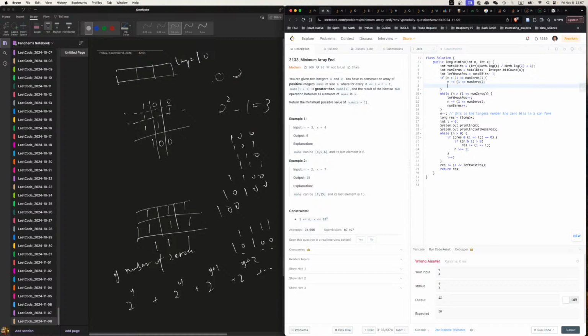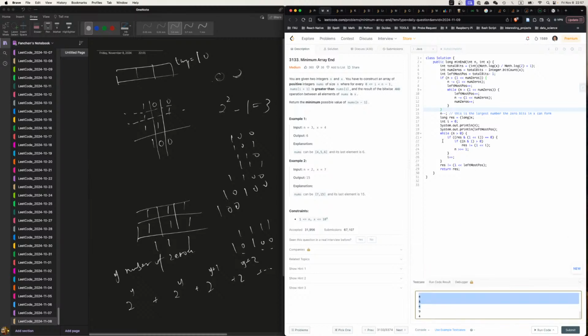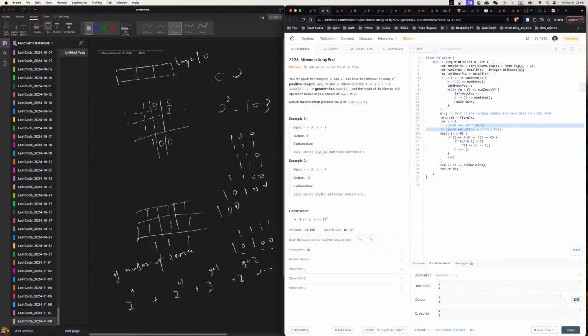And then we say leftmost position plus plus, right? Then we run this. Okay, then we run this. And once we're done, we come out here, and then we try it. Now it's right. Okay, let's comment out both. Try one more time. Now we got everything right.